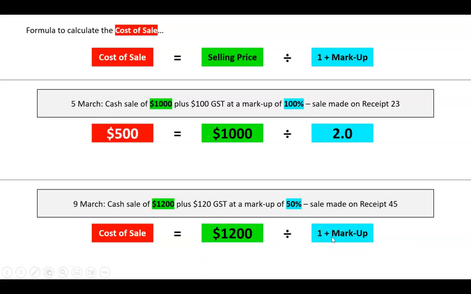So as a number, 50% is 0.5. So 1 plus markup would be 1 plus 0.5, which together is 1.5. So this cost of sale is $1,200 divided by 1.5. That's actually $800. Maybe when you first looked at it, you saw a sale of $1,200, markup 50%. You might have thought the cost of sale was $600, but it's actually not. It's $800. So we've got a formula there to get the cost of sale.